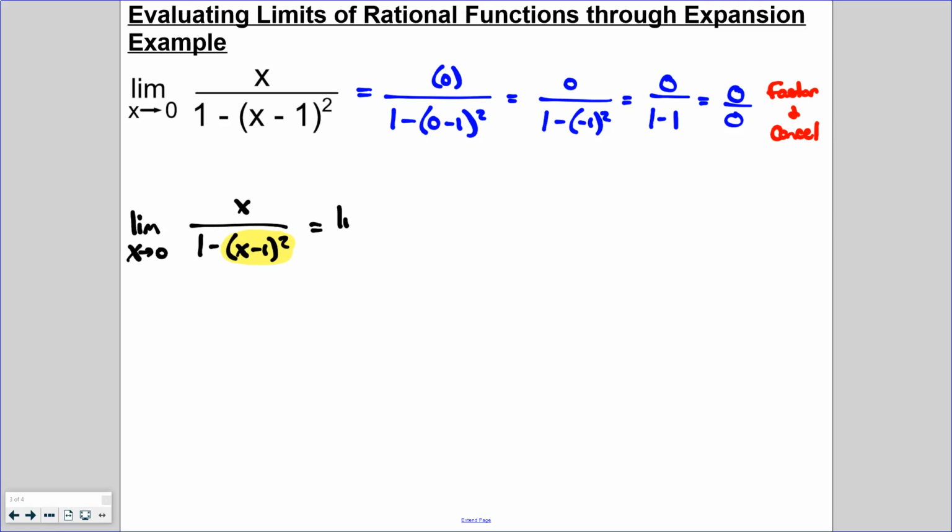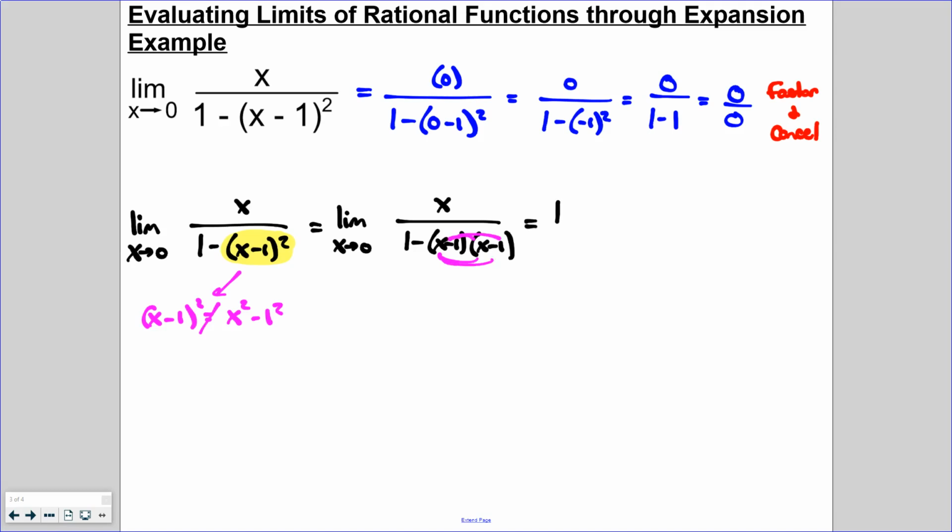We're going to expand this. So I get the limit as x approaches 0 of x over 1 minus x minus 1 times x minus 1, because that's what squared means. A lot of students like to fall into the trap where we would just go, oh, x minus 1 squared is equal to x squared minus 1 squared, which is 100% completely wrong. That's not how squaring works. Squaring says we take the base and we multiply it by the base however many times the exponent says. So that's what we're going to do here, and that's going to require us to FOIL.